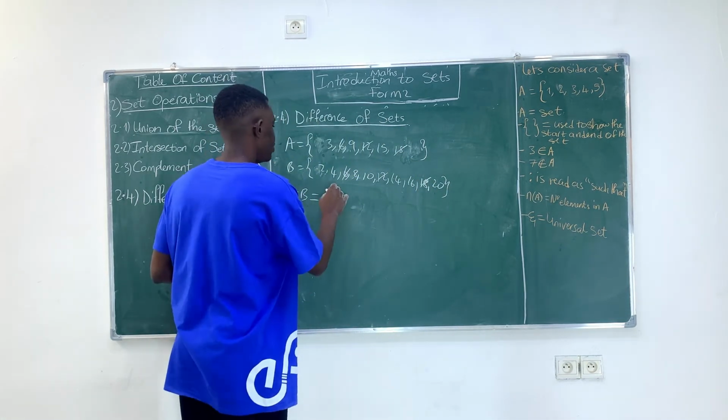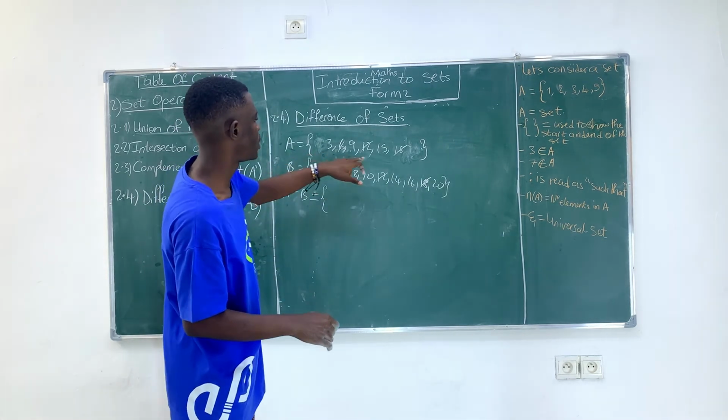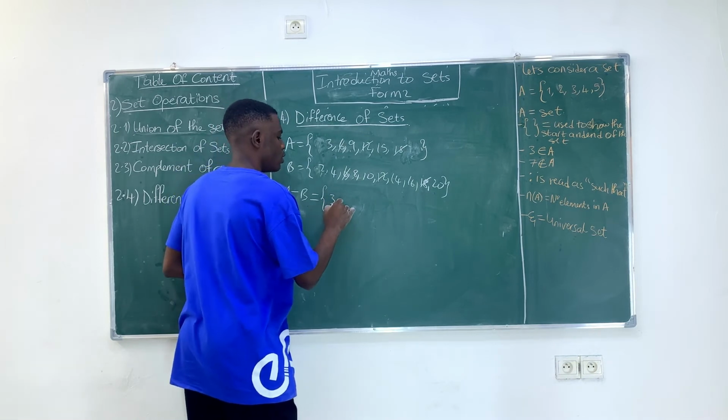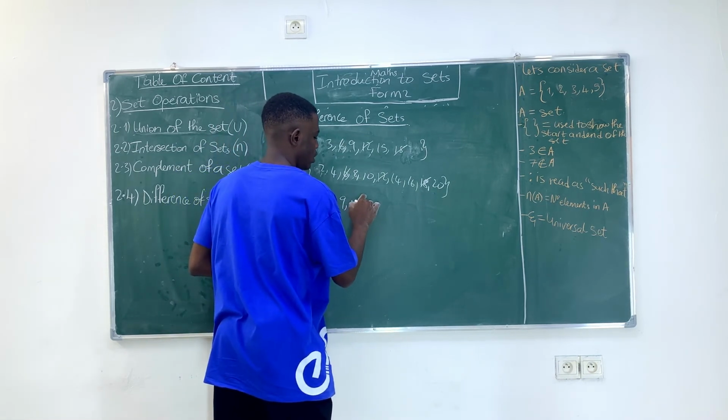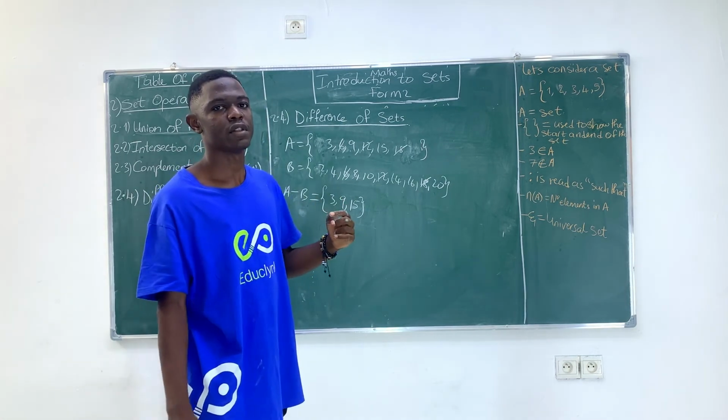So A minus B will be what? What is left? You have 3, 9, 15. That is A minus B: 3, 9, 15.